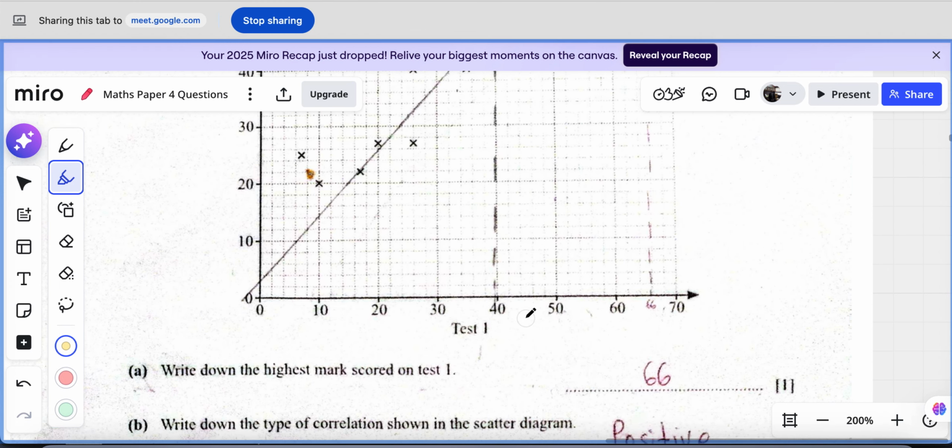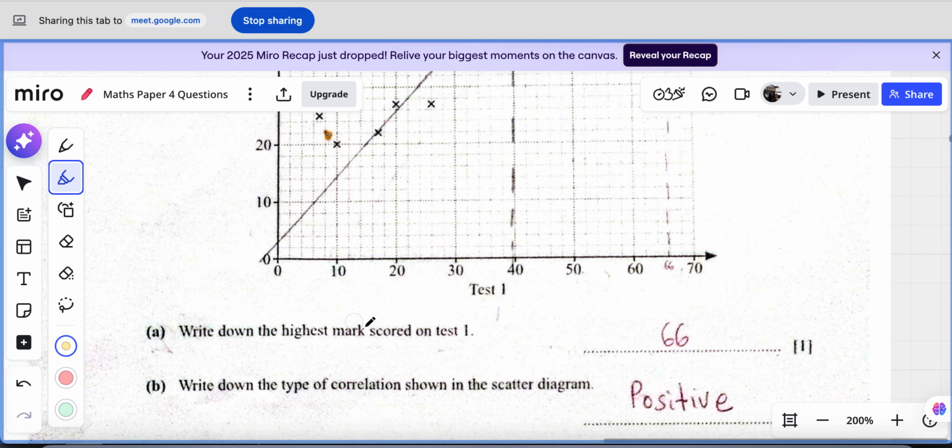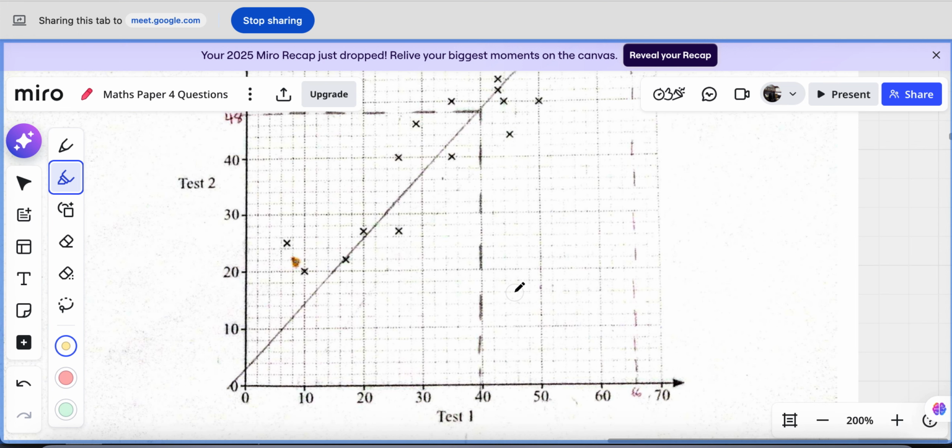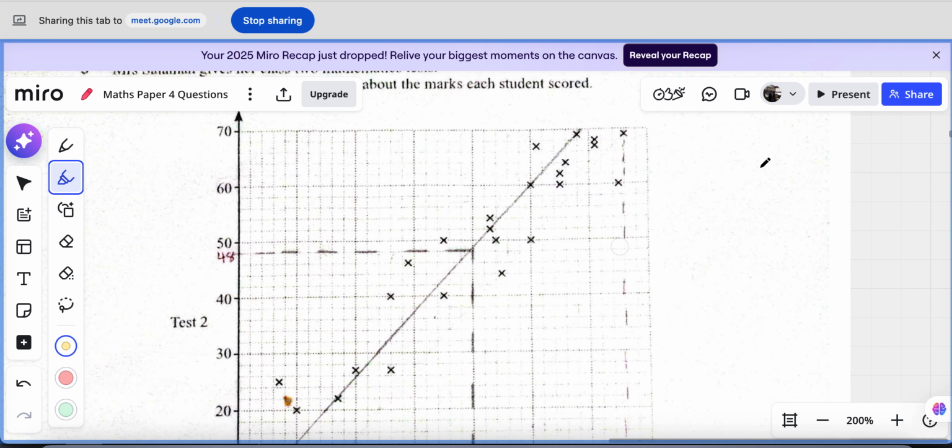Now let's see the questions that come over this. It says write down the highest marks scored on test 1. Now here's test 1. Let's see the highest score. This one, right? You trace it down to test 1. This is the highest mark.